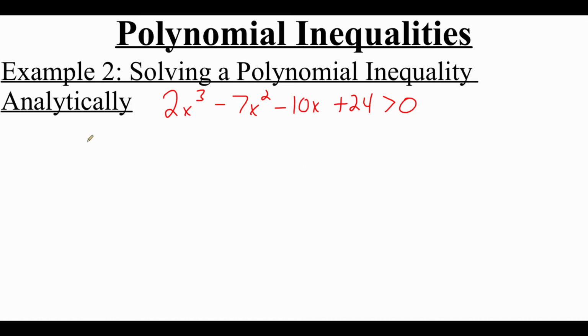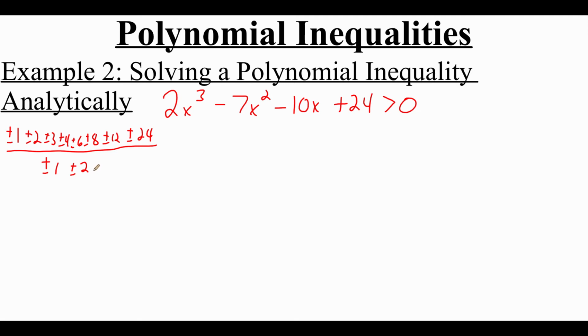If I look at the factors of the 24 on the back end, we would have plus or minus 1 and plus or minus 24. We would have 2 and 12. We would have 3 and 8. And we would also have 4 and 6. And then if we look at the factors of the leading coefficient 2, that'd just be 1 and 2. So we've got a big long list of possible zeros of this function.